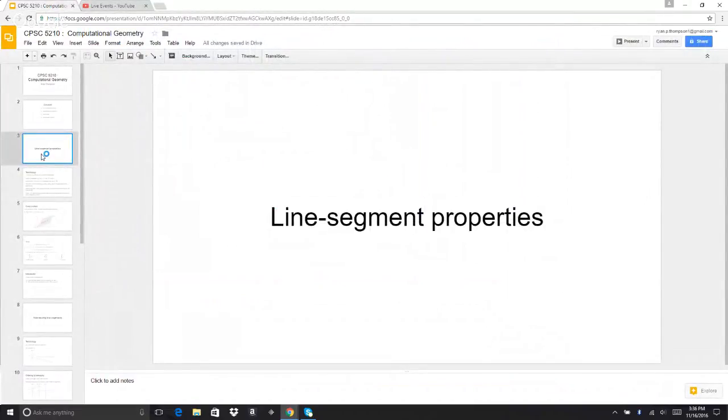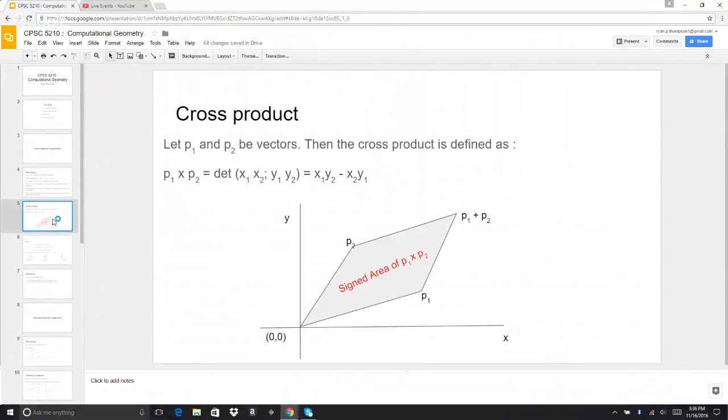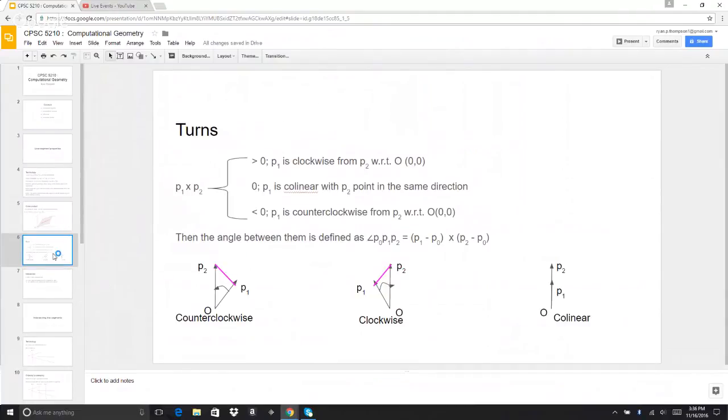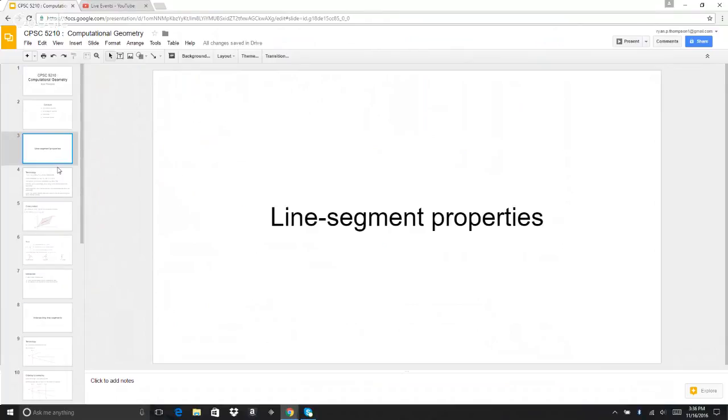In the first section, for line segment properties, we'll review some terminology, explore the cross product, look at what the definition of a turn would mean when encountering two line segments, and what the intersection of two line segments can help us with. Line segments.